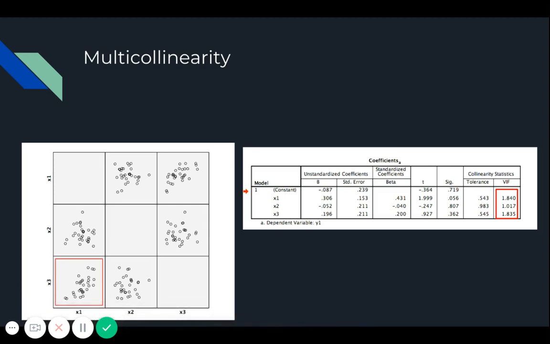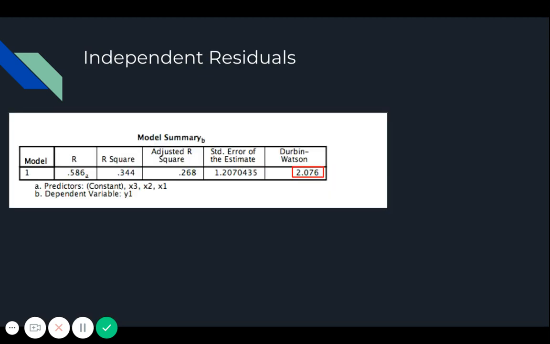And as you can see, x1 and x3 are fairly close to 2 at 1.84 and 1.835. So I would say we have an issue in multicollinearity here, and we do not meet this assumption. Moving on to independent residuals, the MRC also assumes that the residuals will not correlate with the predictors. So we can compute the Durbin-Watson to assess this assumption.